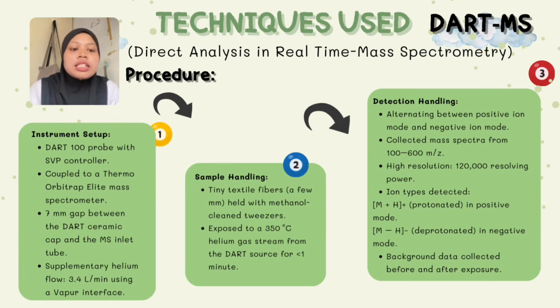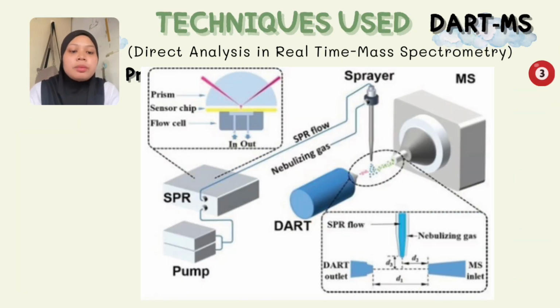After that, for sample handling, use a methanol-cleaned tweezer to pick up the tiny textile fiber, a few millimeters in size, and expose it to a 350 degrees Celsius helium gas stream from the DART source for less than 1 minute. Lastly, for the detection part, alternate between positive ion mode and negative ion mode. Collect mass spectra from 100 to 600 mass per charge. Ions detected are protonated in positive mode and deprotonated in negative mode. Don't forget to collect background data before and after exposure.